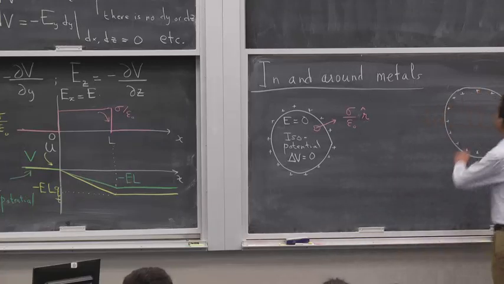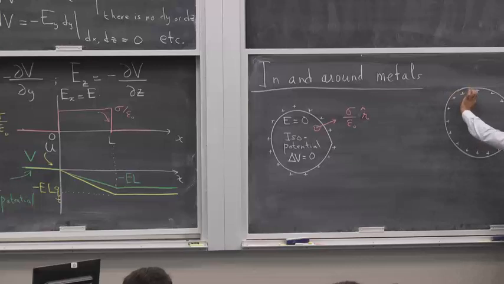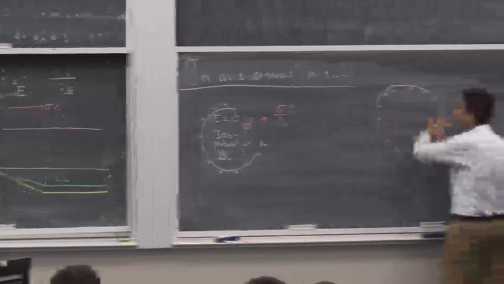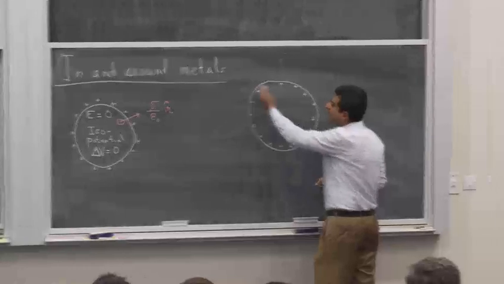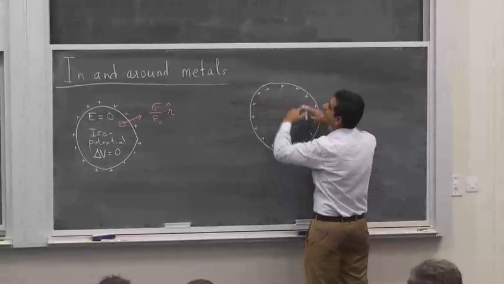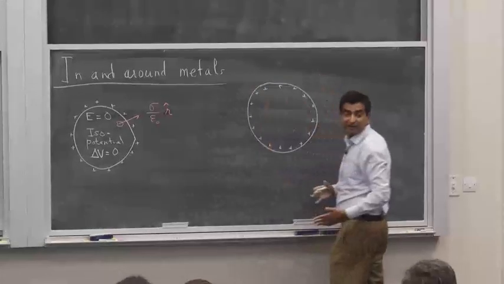Remember, sometimes I will draw charges outside the periphery, sometimes inside the periphery, but it always means it's on the outer surface. Sometimes I draw it inside because I would like to draw something else outside, so I don't want to clutter the diagram.